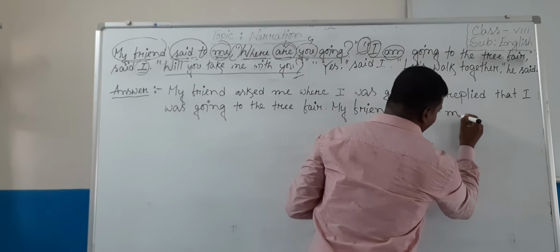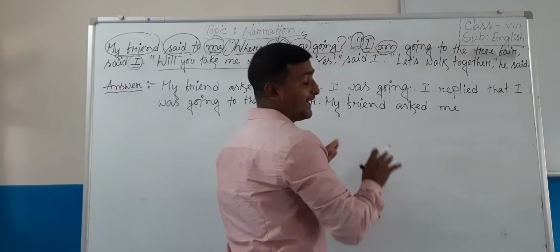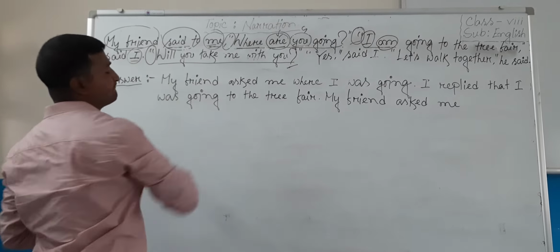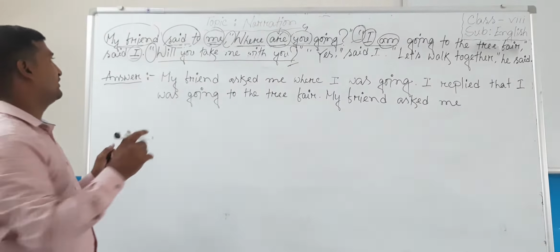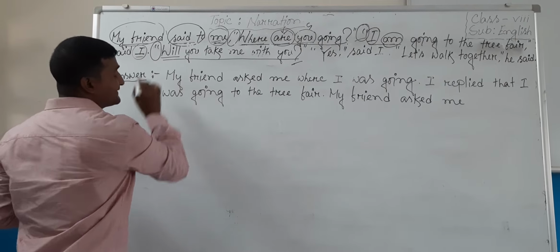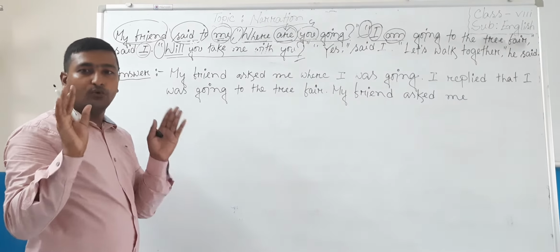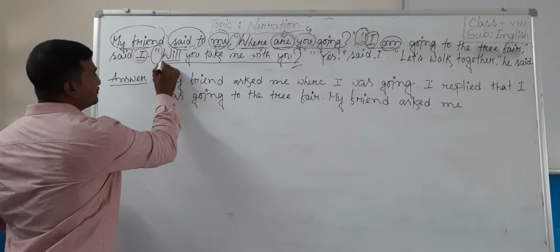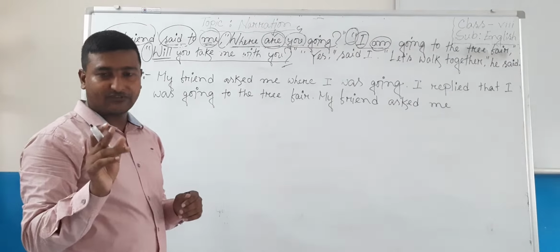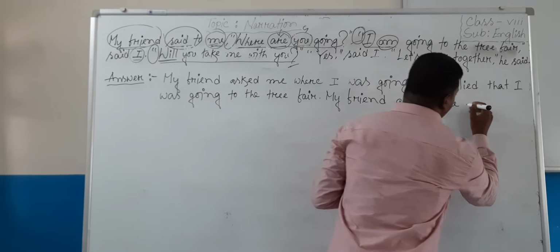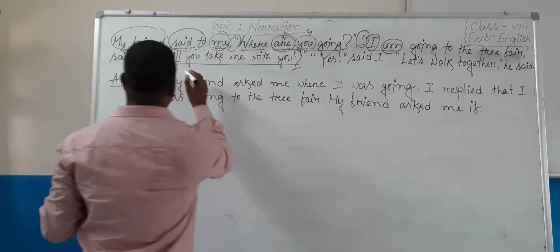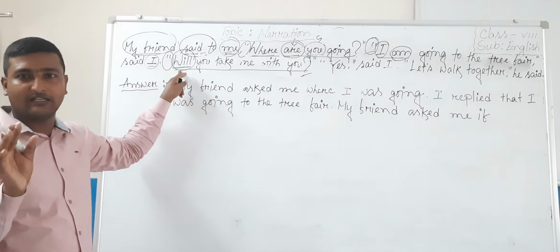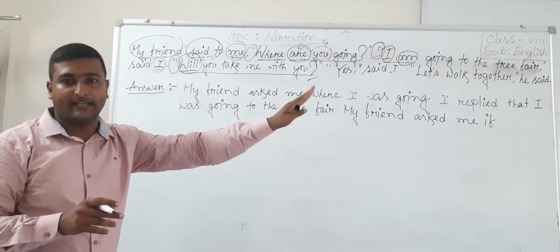After using asked, we can use an object, or we may not use one. I am using an object. My friend asked to whom? To me. Then we have to use a conjunction. Here, the conjunction. If the sentence starts with a WH word, we have to use the WH word as the conjunction. But if the sentence starts with an auxiliary verb, an interrogative sentence, we have to use if. Look at this sentence. This sentence starts with the auxiliary verb. If the sentence starts with the auxiliary verb, we have to use the conjunction if.